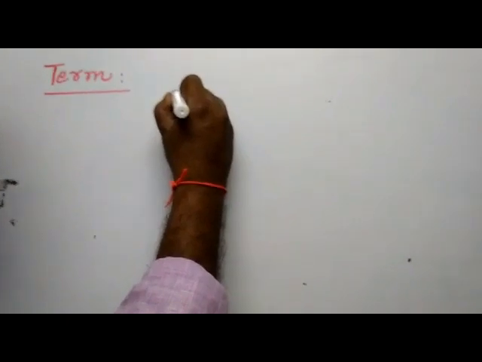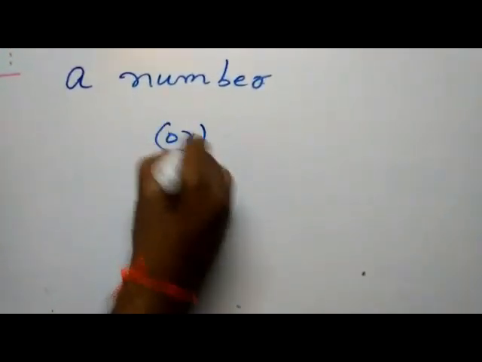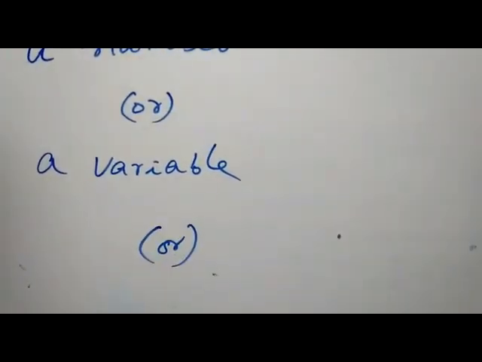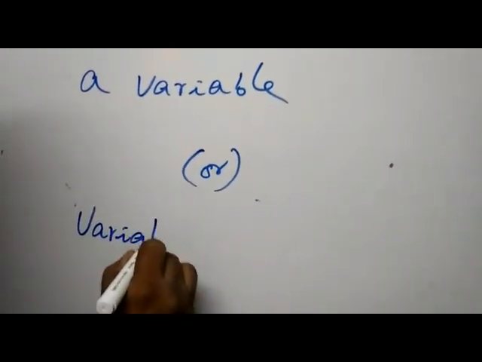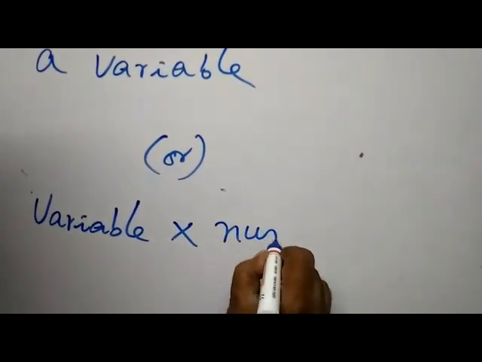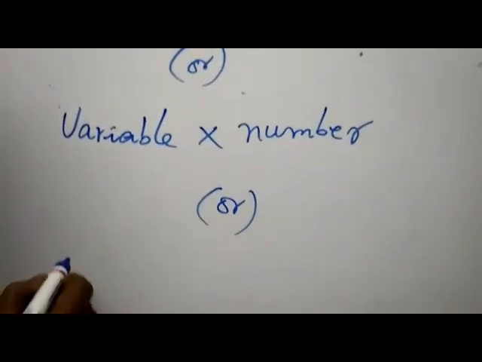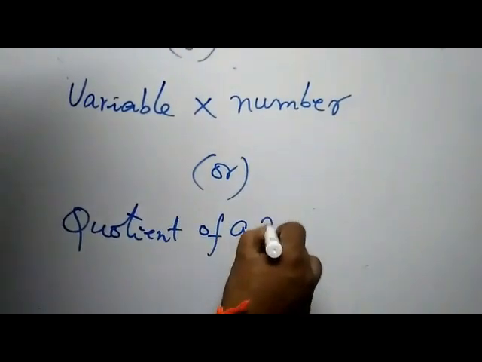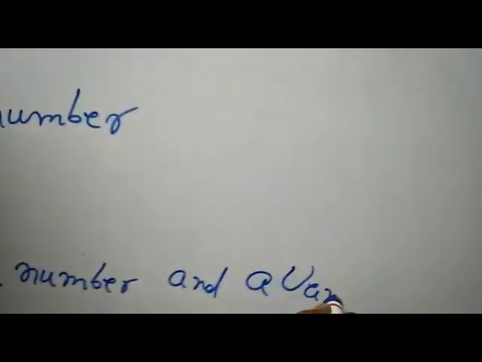Normally, an algebraic term may be a single number, or a single variable, or a variable and a number multiplied together, or the quotient of a number and a variable.